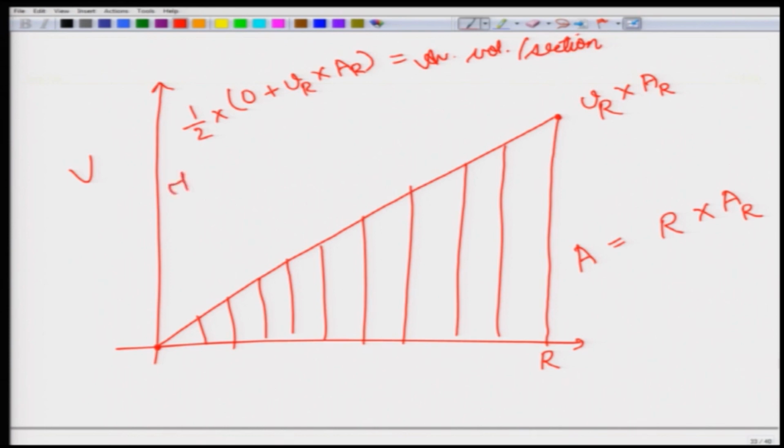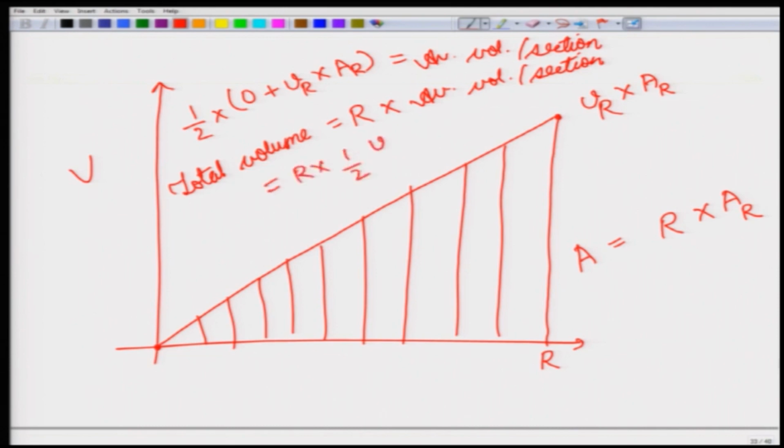So, the total volume is given by the total number of sections into the average volume per section, which is equal to R into half of Vr into Ar. Now, capital R into Ar, the number of sections into the area of each section, is equal to capital A, which is the area of the forest. So, here we get half of Vr into A.